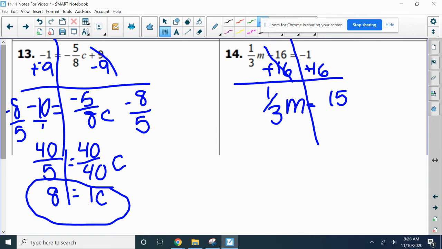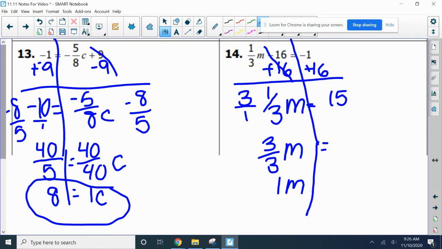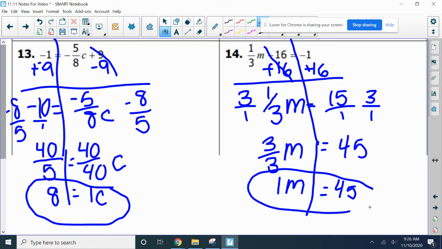So again, we're getting rid of times a fraction. In order to get rid of multiplication, we divide, and dividing by the fraction is the same as saying times its reciprocal. So we're going to flip the fraction. You can say 3 over 3 m, which is simply 3 divided by 3 is 1. And then we can go ahead and go from there. What I do to that left side, I have to do to the right side. So 15 over 1 times 3 over 1 is 45 over 1, or just 45, because we had dropped the 1. So 1m is equal to 45.